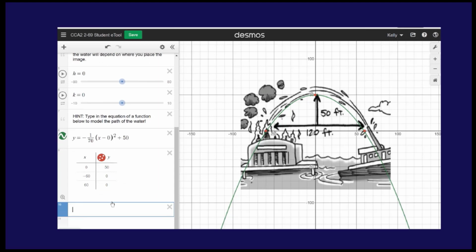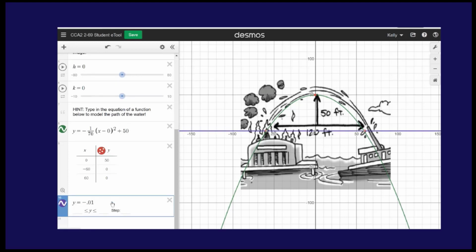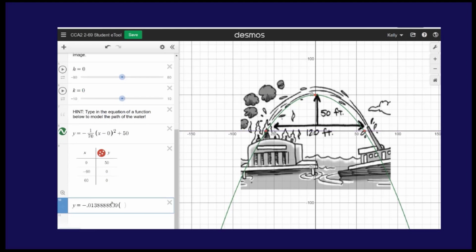Okay, and I'm going to go ahead and type in. And the only thing I really need to worry about changing with regard to that graphing form is the A. So I'm going to go ahead and put it in because it's crazy. 0.013 and then 888, and that's because it's been rounded. And then we'll do the X, and this time I'm going to leave out the 0 because you don't need that, squared, and then plus 50, and see what we did.